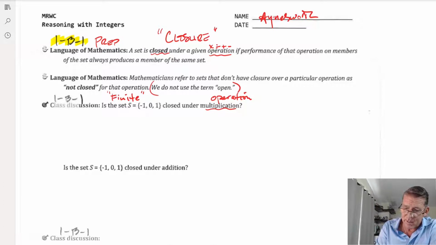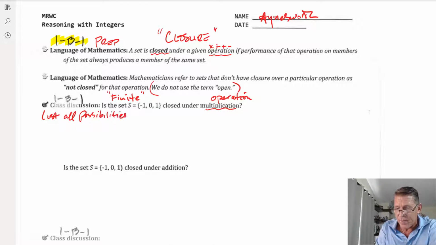Okay, in fact, let's write that down. So list all possibilities. Now this is possible if the number of possibilities is finite, meaning countable. If you can actually do it. If you have an infinite set, then doing this is not possible, and so you have to have another way of doing things. But in this case, since we're only dealing with a finite number of elements, we're talking about 3 numbers here in the set, it's going to be easy. So let's list all possibilities.